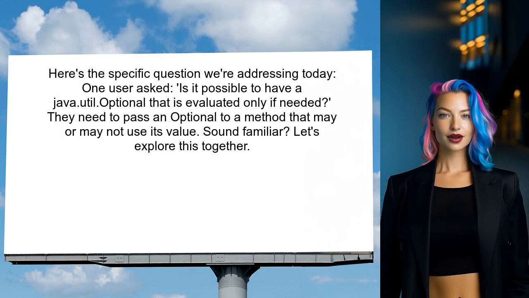Here's the specific question we're addressing today. One user asked, is it possible to have a java.util.Optional that is evaluated only if needed? They need to pass an Optional to a method that may or may not use its value, and they want to ensure that the heavy computation only happens when necessary. Sound familiar? Let's explore this together.